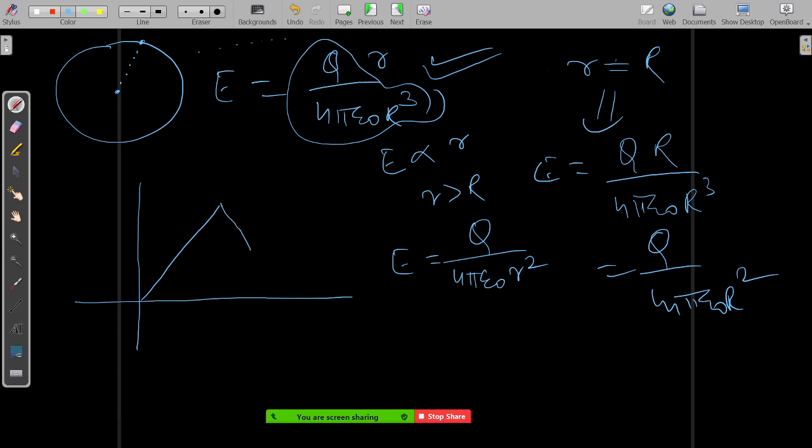At an infinite distance, the field is going to become zero. So this graph will be a hyperbolic graph, something like this. So this is your electric field, and this is your R. This is the graph, and this particular point is the radius of this sphere. Understood?